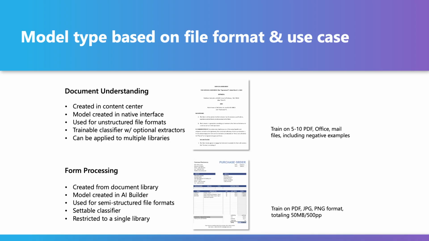All right, so in summary, we provide 2 types of model building experiences that are really designed for different types of content you want to classify and extract information from. They're really optimized, as you can tell, for different file formats and layouts. I have a summary of some of the differences here that I want to point out. Document understanding models are created in the Content Center and can be applied to multiple libraries, whereas the forms understanding ones are currently only created for the library where they're intended to be used.